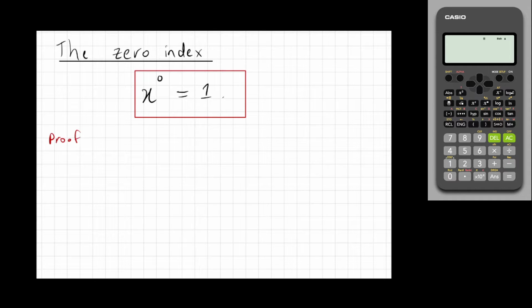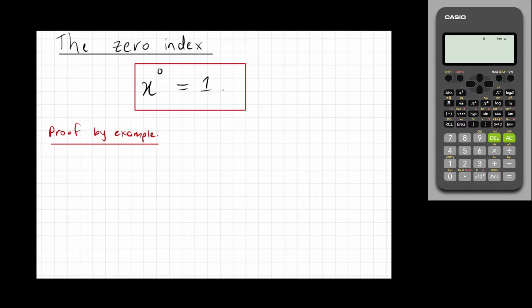What we're going to do is a little proof by example. Like a little reasoning. This is the idea of why this works. So let's have a look at this particular example. But we'll do it with numbers, because numbers are a bit easier to understand. Let's say we'll do an easy one. We'll go 2 to the power of 3 divided by 2 to the power of 3. And we'll start off by looking at the index laws.